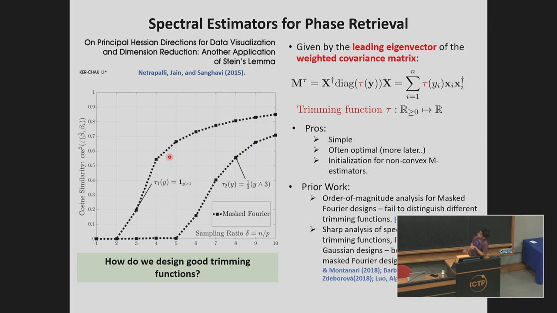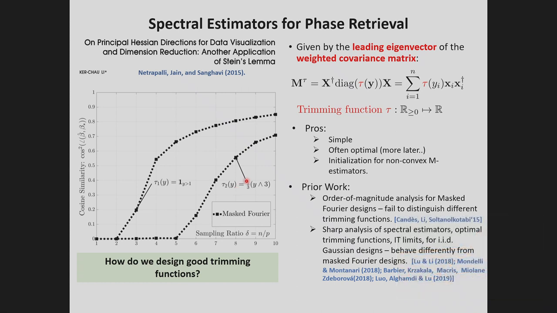And let me quickly tell you some prior work for this problem. These plots are for the mask Fourier matrices. And for the mask Fourier matrices, people have done an order of magnitude analysis of how many samples you need for the spectral estimator to work for this very structured matrix. That's the work by Candès et al.